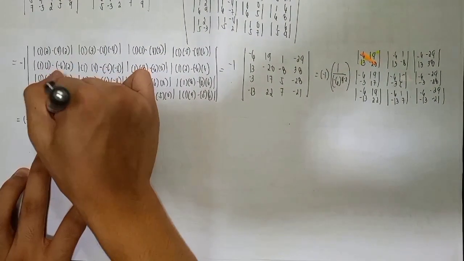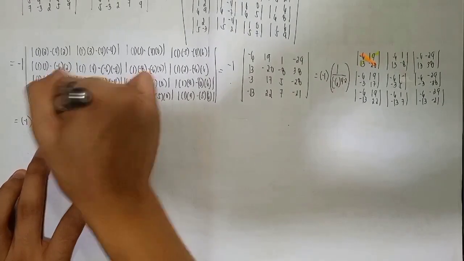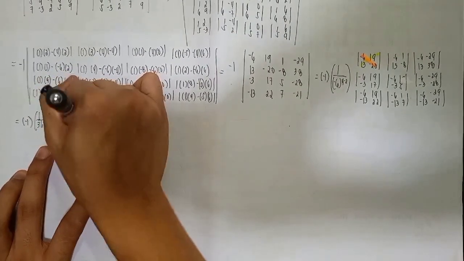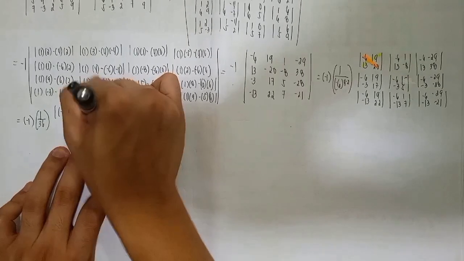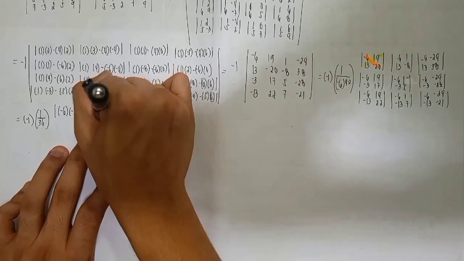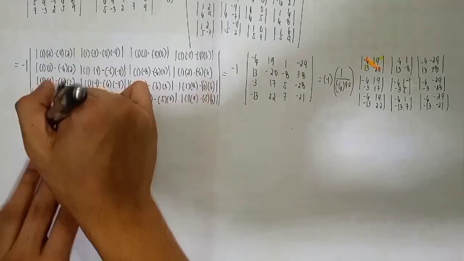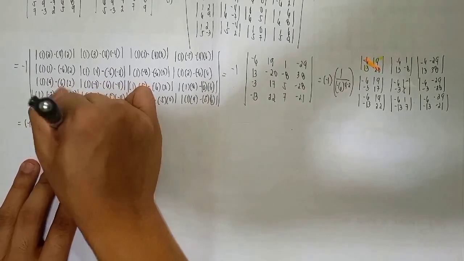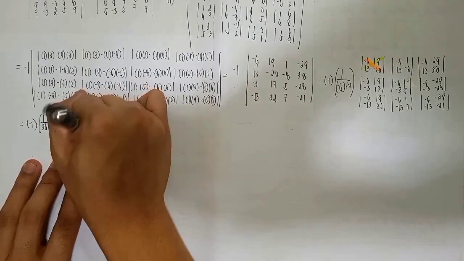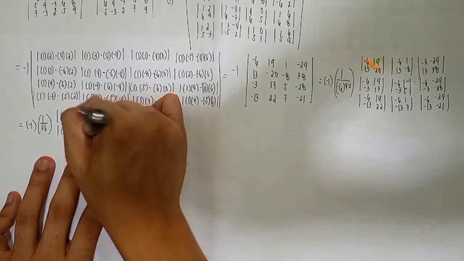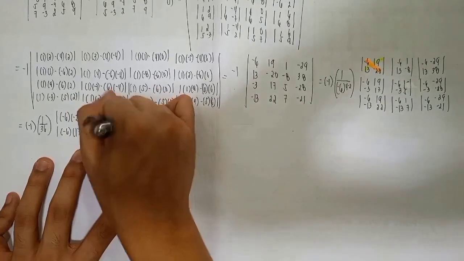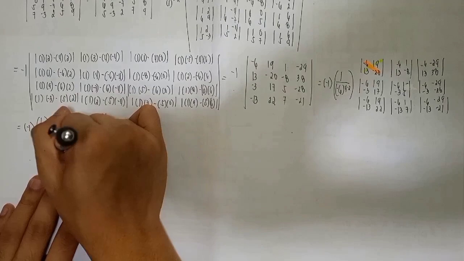After that, we need to find out the minor. For instance, negative 6 multiplied by negative 20 minus 13 multiplied by 19. Then negative 6 multiplied by negative 8 minus 13 multiplied by 1. Also, negative 6 multiplied by 38 minus 13 multiplied by negative 29. Same process for the next rows.